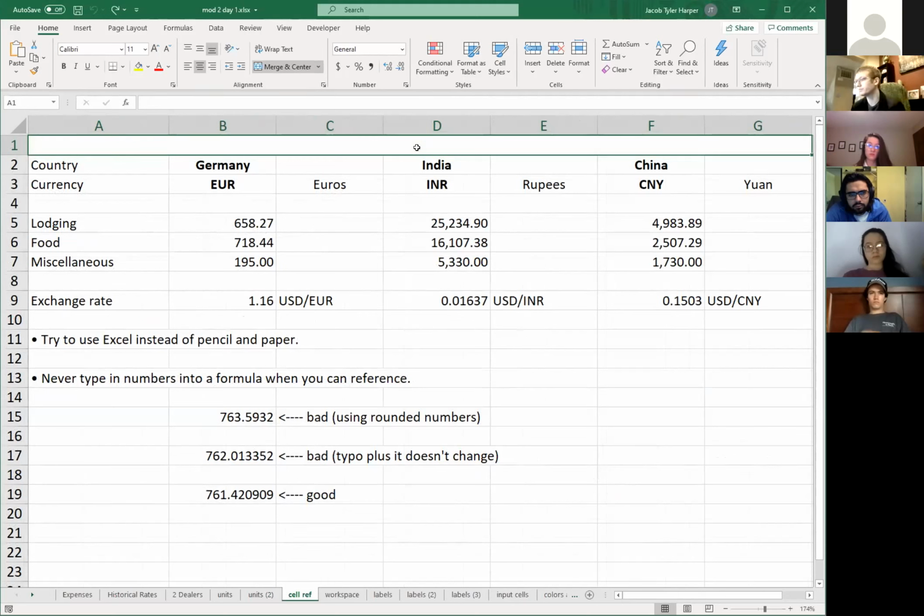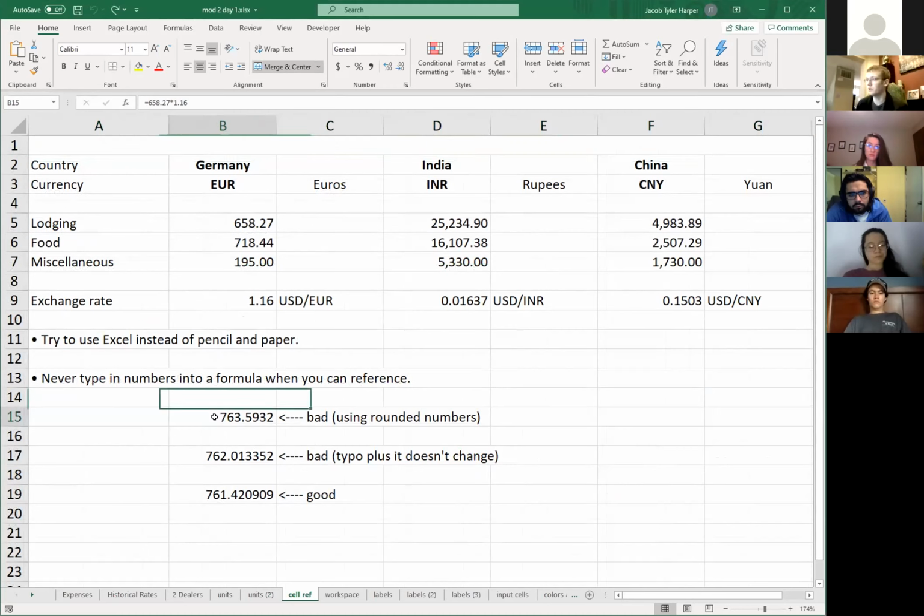What else? Okay, now moving to Excel. How should we start doing our work in Excel? There's a lot of tips I want to point out. Here's sort of the first one. Let's say we are converting this number here, lodging, using this exchange rate. Here's what I would suggest you do not do. Do not just write the numbers out as you're figuring out these problems.